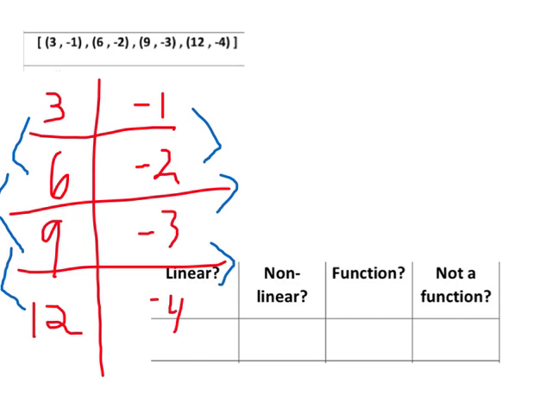So what does that tell you? It tells you that it is linear. If you were to find your slope between two of these points, it would definitely be linear. It would be the same slope. So is it a function? Yes, because all lines are functions.